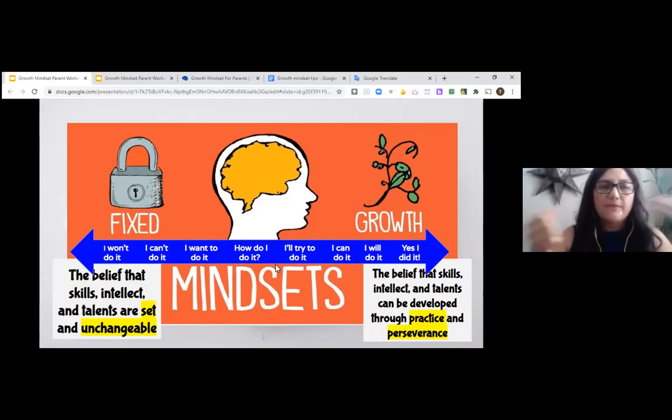When you're on the fixed mindset side, on the left side of the screen, you might be saying things like, I won't do it. No way, I can't do it. Or as you start going down the continuum towards a growth mindset, you might say to yourself, hey, I want to do this. I'm going to give it a try. Or, how do I do this? I'll try to do it. I can do it. I will do it. Okay, yes, I did it. So it's on this continuum. It doesn't mean that you're always on the fixed mindset side or always on the growth mindset side, but you can be somewhere along this continuum.